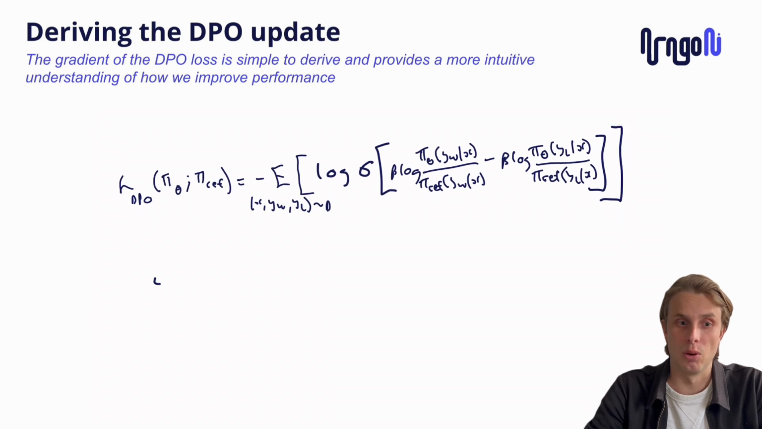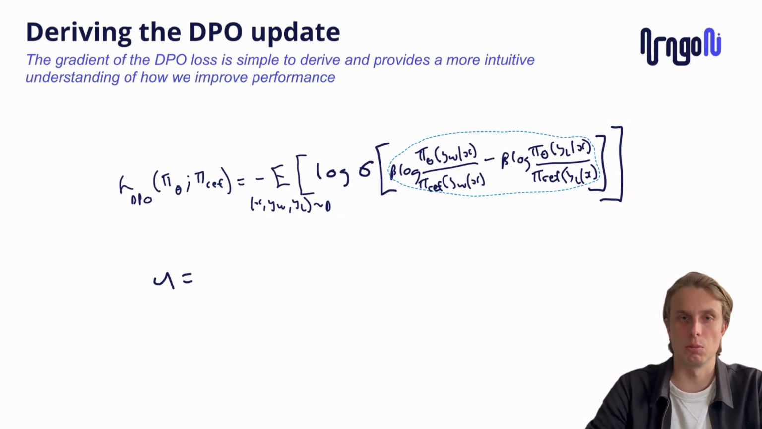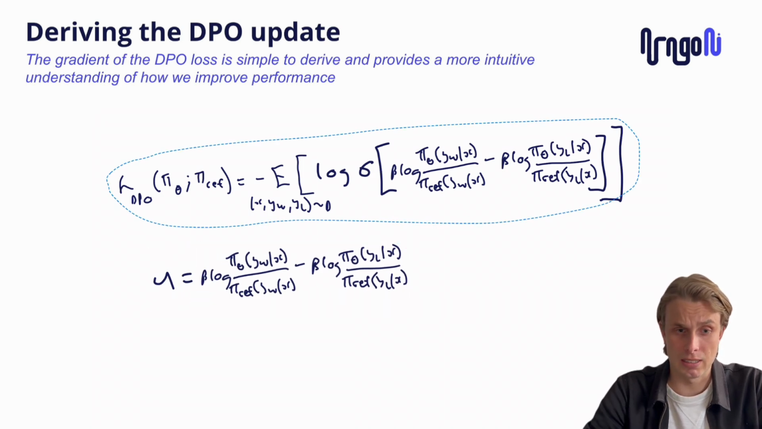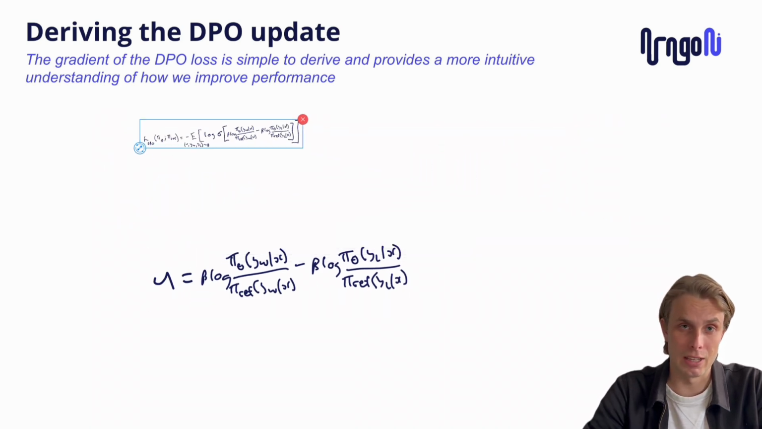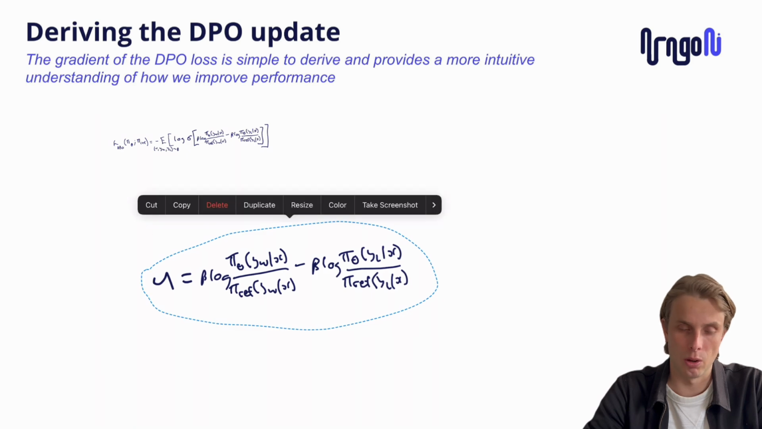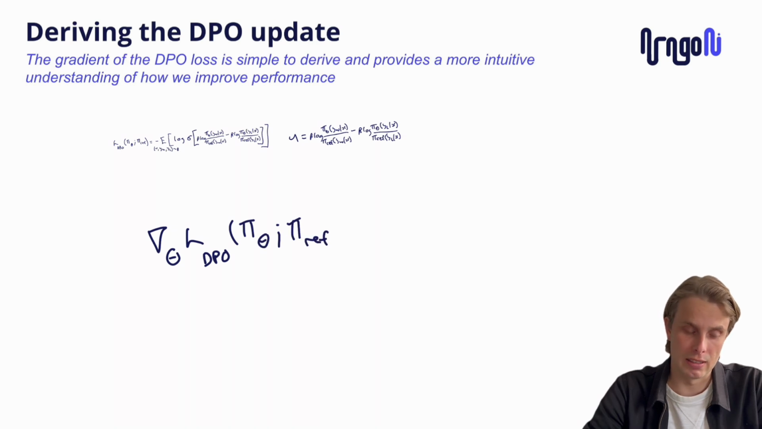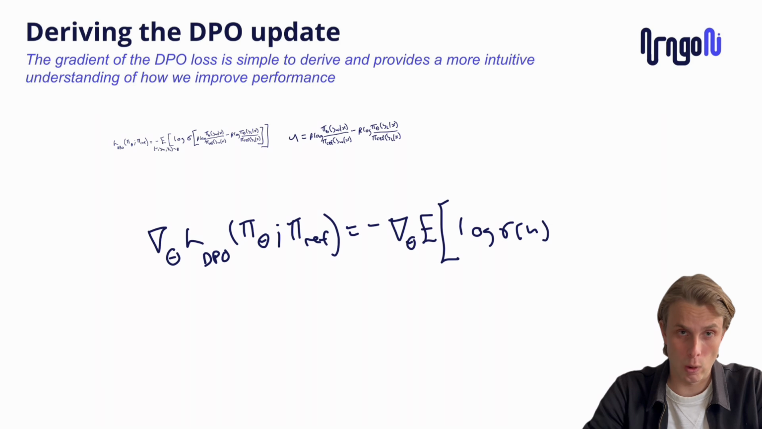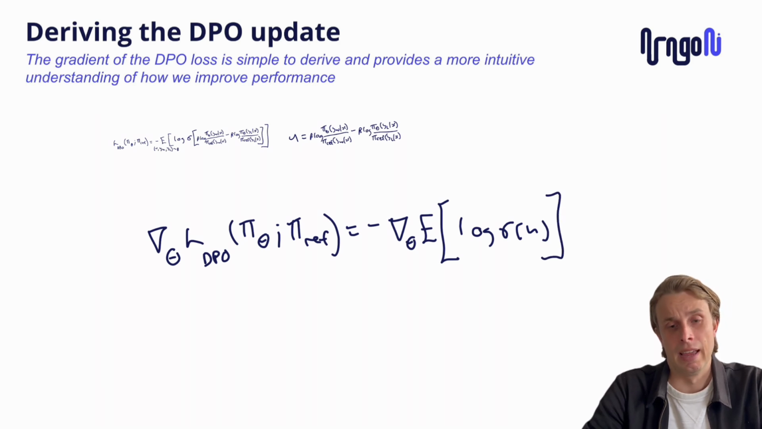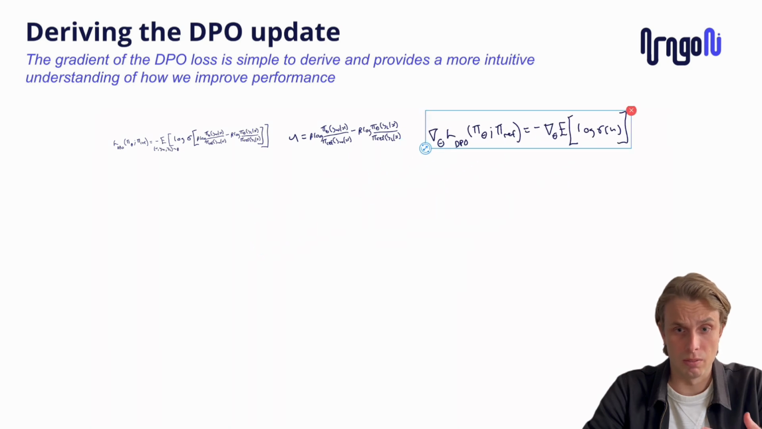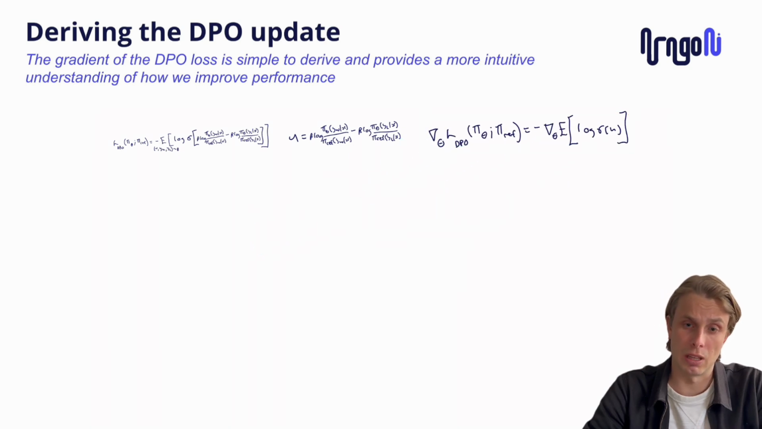Let's start by first taking the loss function. This is just exactly what we had before. Let's take this component in the secondary square brackets and call it U. This is just going to make it easier as we're doing the derivations to follow, so that we don't always have to write out this long equation and keep that in our head. What we're going to do is take the derivative of this loss function with respect to theta. These are the weights that we're trying to optimize. So simply, this is going to be the gradient of our expectation of log of the sigmoid of U, which is that term that we replaced before.